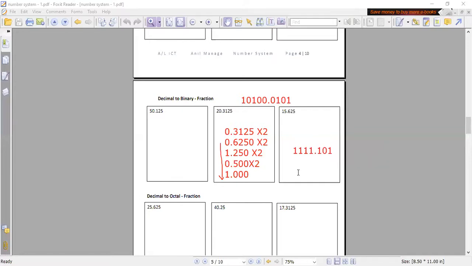Okay, write down the next one, decimal to octal fraction.